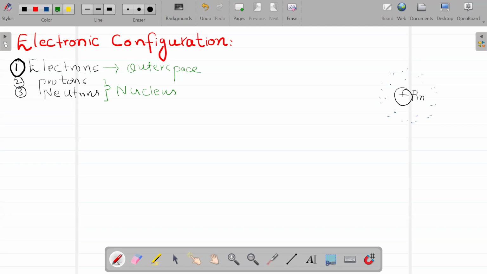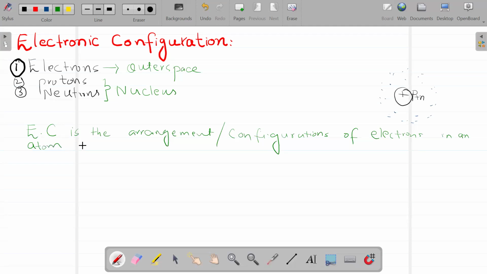So let's define electronic configuration. Just consider I am representing it with EC. Electronic configuration is the arrangement or configuration of electrons in an atom around the nucleus in outer space.